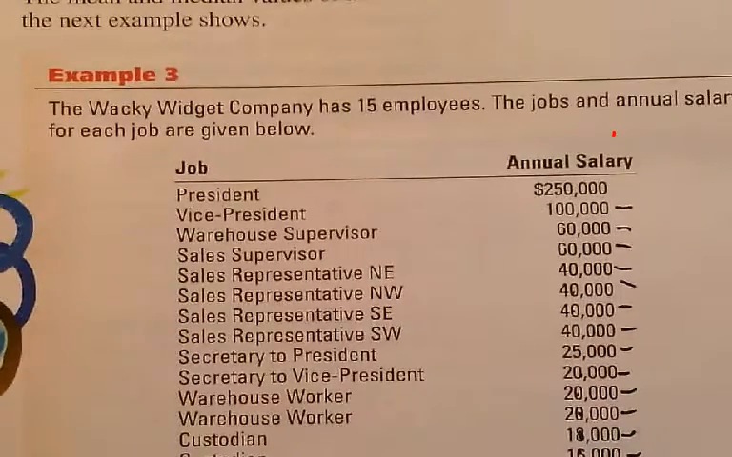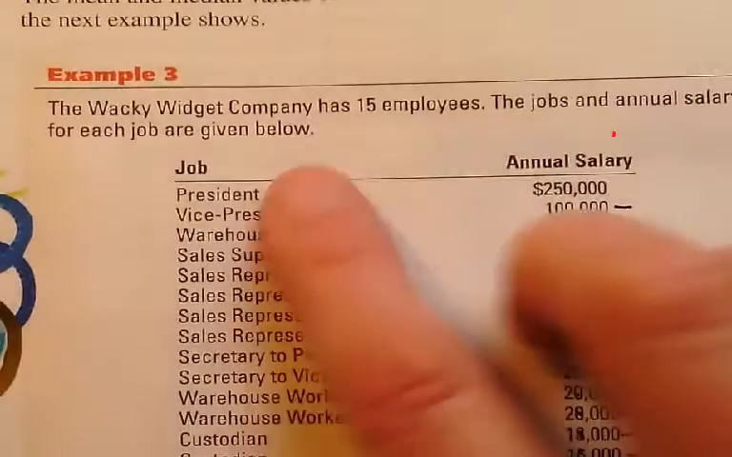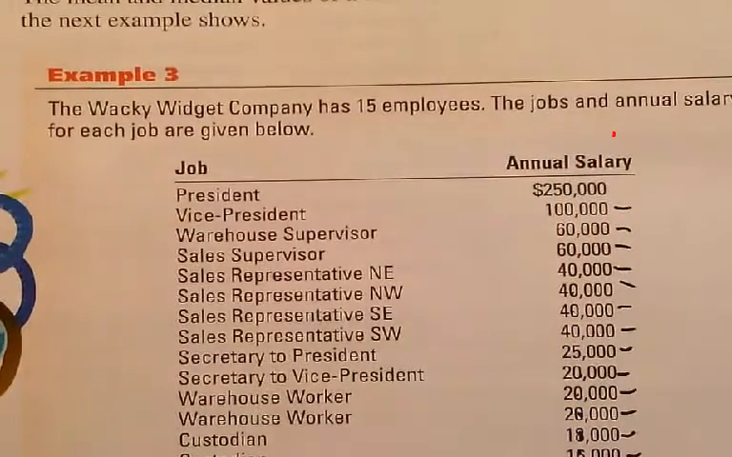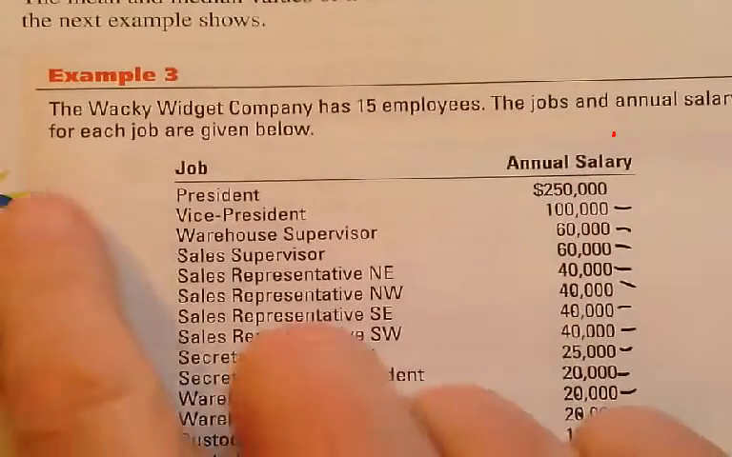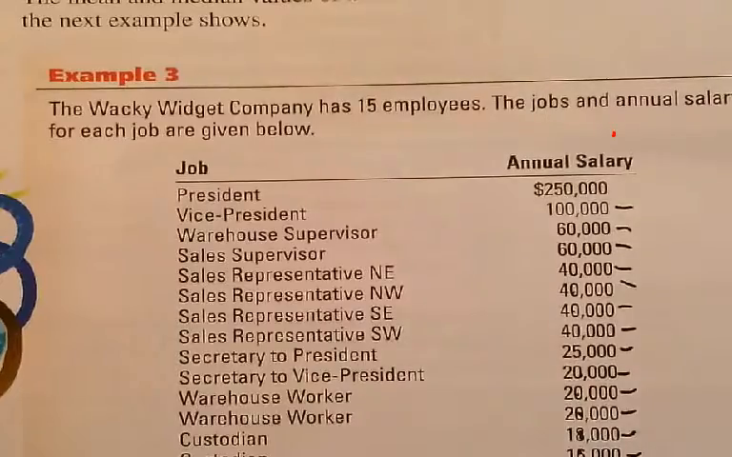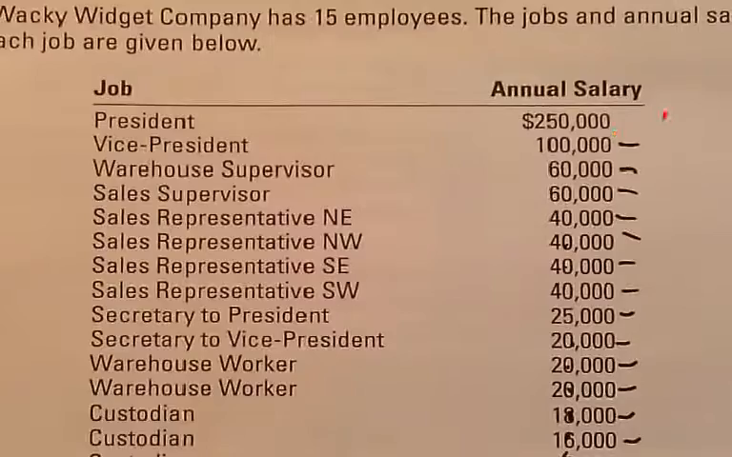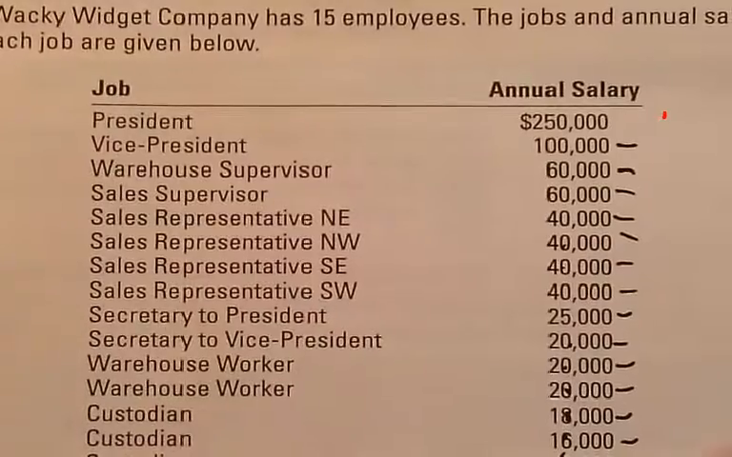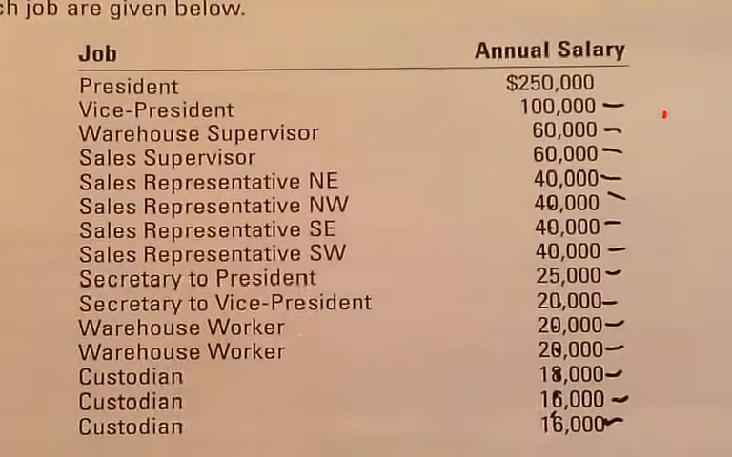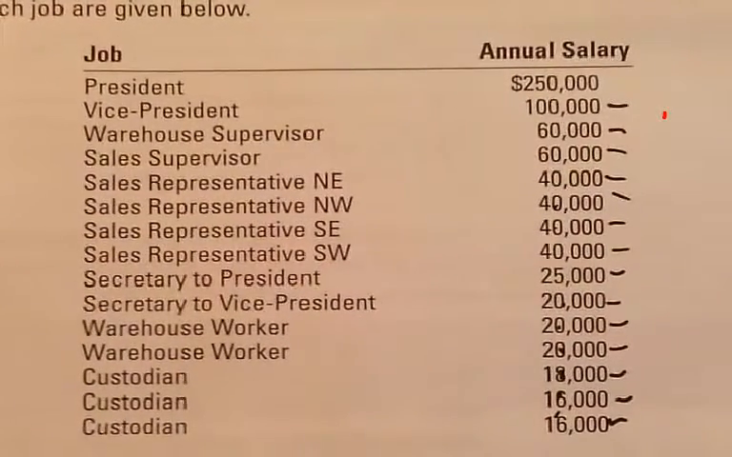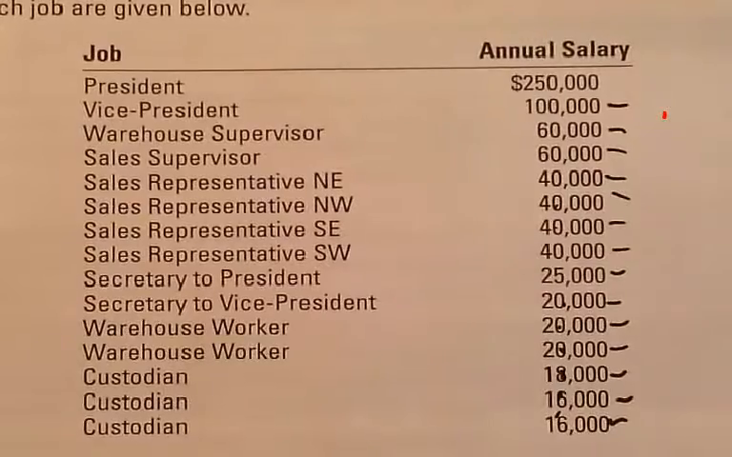I think so. The Wacky Widget Company has 15 employees. Their jobs and annual salary for each job are given below. So we've got a list of everybody right here, so we can zoom in on that. Now then, what we need is to put all that in your calculator. So I did that already, so we wouldn't waste time on that.